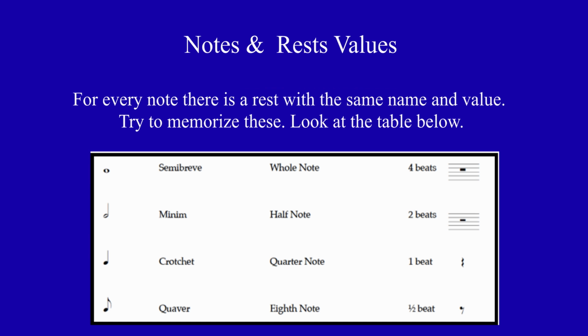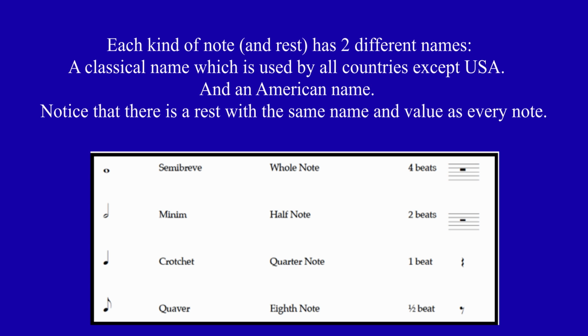Notes and rests values. For every note, there is a rest with the same name and value. Try to memorize this. Look at the table below. Each kind of note and rest has 2 different names: a classical name which is used by all countries except USA, and an American name. Notice that there is a rest with the same name and value as every note.